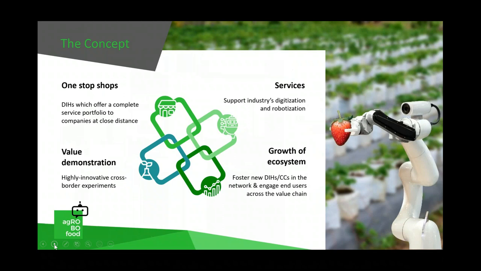The concept and the way we see it is that the digital innovation hubs become one-stop shops with a portfolio of services and companies at close distance, meaning that if they don't necessarily offer a certain service, they know who to connect you with, and that these services truly enhance the digitization and robotization of the sector. We want to demonstrate the value of robotics so that those interested in applying robotics can truly see why that's important, how they can benefit, and what the outcomes can be. And we want to build this ecosystem and grow the ecosystem in that sense.